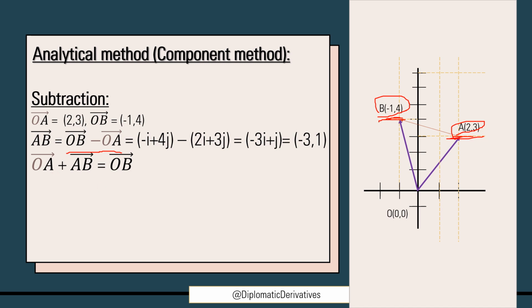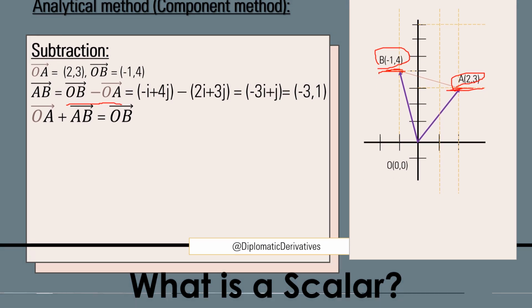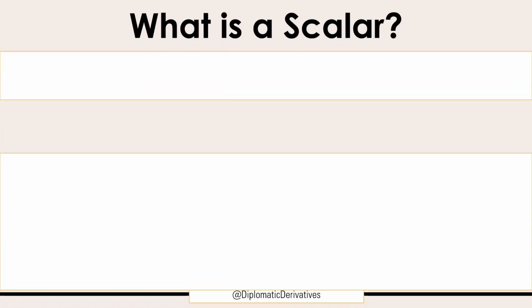Now this is particularly important when we are performing the exercises where we'll be given two vectors and you have to find the third one. So you'll be using this formula. So make sure you remember AB is equal to OB minus OA. All right. That's for the vector addition and subtraction.